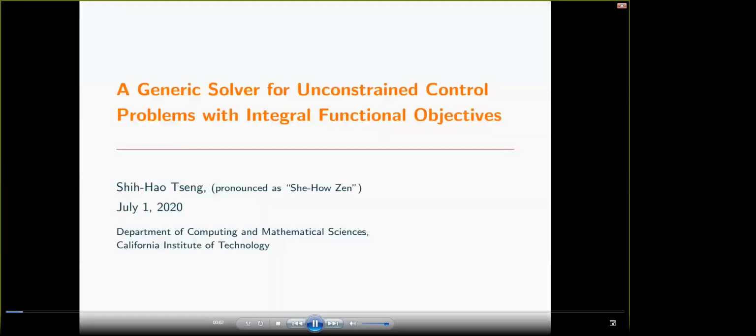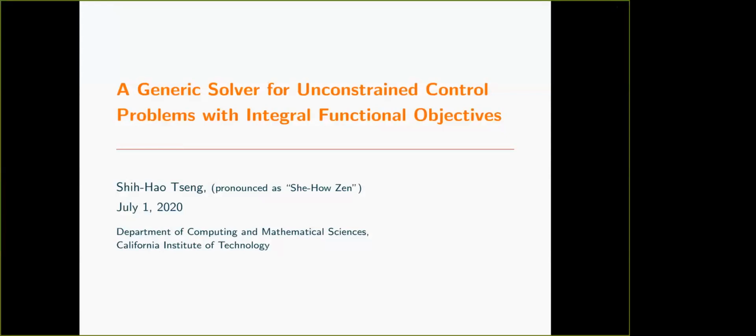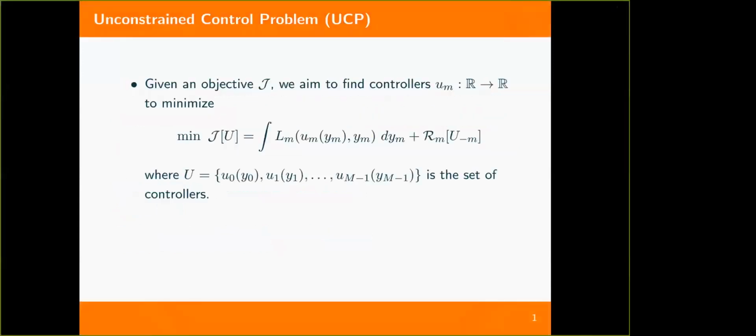Hello, welcome to the talk, a generic solver for unconstrained control problems with integral functional objectives. I'm Shihao Zhen. In this paper, we consider the unconstrained control problem, UCP, where its objective can be written as an integral functional, and the goal is to find a set of controller functions to minimize the value of the functional. The problem is unconstrained in that all conditions can be embedded in the objective.